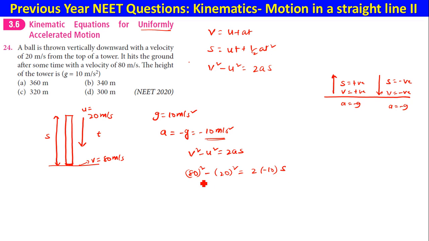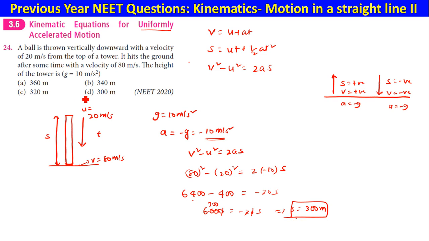Now 80 whole square is nothing but 6400, minus 20 whole square, 400, is equal to minus 20 into s. So 6400 minus 400 is 6000, which is equal to minus 20s. This 0, that 0 gets cancelled. 2 ones are 2, 300s are. So s is equal to minus 300 meters. Why is it minus? Because the particle is coming down. But he's asking about the height of the tower, so that is nothing but 300 meters.